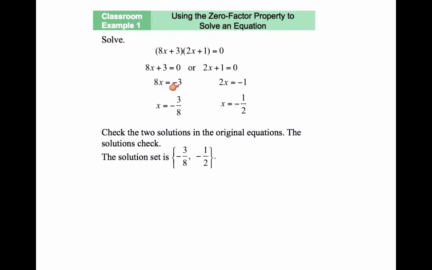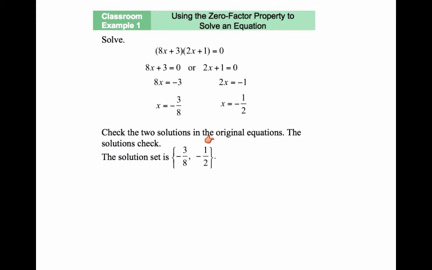So here I can subtract 3 from both sides of the equation. I get 8x equal to -3. Divide both sides of the equation by 8. This would be my one solution. And then here, if I subtract 1 from both sides of the equation and divide each term by 2, this would be my other solution.